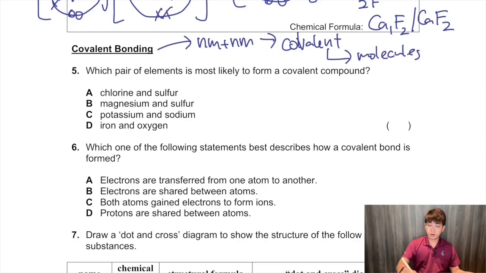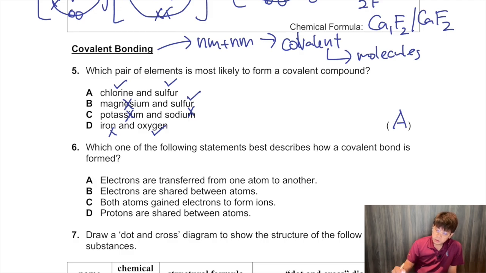So we're looking for pair of elements, we're looking for 2 non-metals. Chlorine, non-metal, sulfur, non-metal. Magnesium, metal, sulfur, non-metal. Potassium, metal, sodium, metal, iron, metal, oxygen, non-metal. So answer is A.